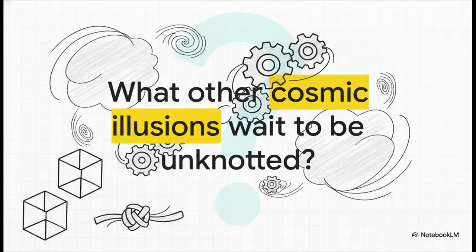So as we wrap up today's explainer, I really want to leave you with a provocative thought about the true mechanical nature of the reality we actually live in. If our stable existence absolutely demands exactly 3 dimensions, what other complex cosmic illusions are just waiting to be unknotted by a simpler structural truth?